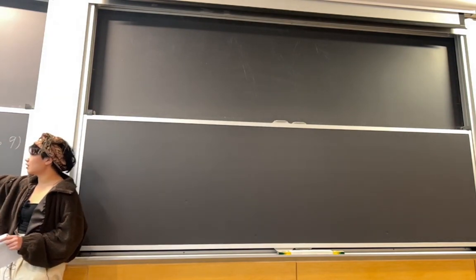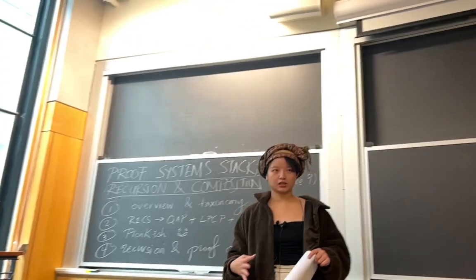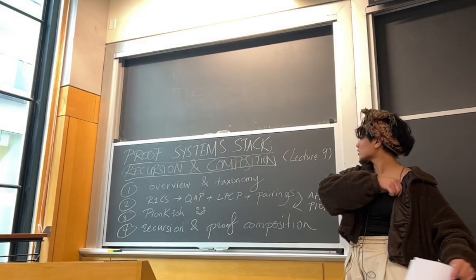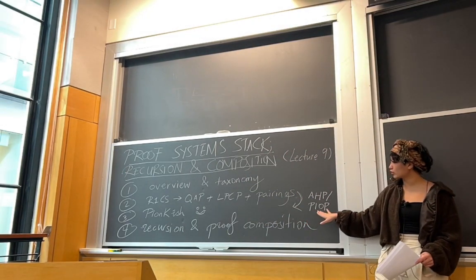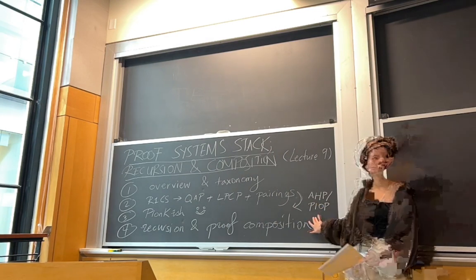So how we're going to progress today is in 4 parts. First of all, we'll do an overview and a taxonomy to situate you in this series of lectures so far. And then secondly, we're going to basically go through 2 end-to-end constructions of the proof system stack.